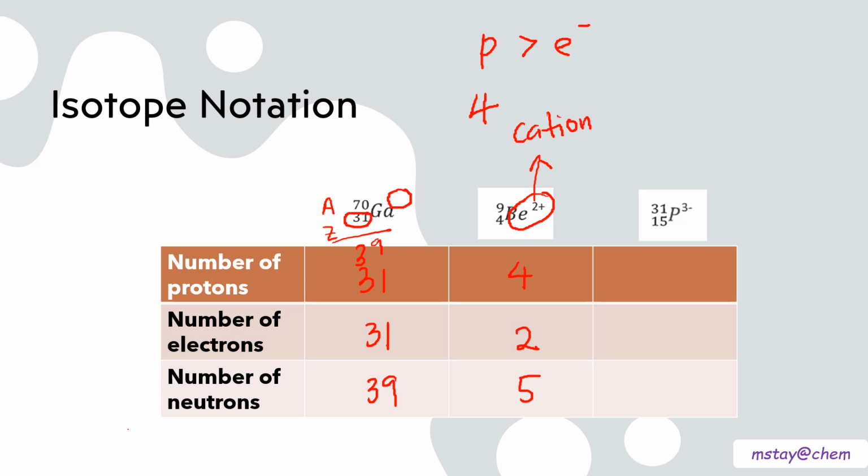How about if it is an anion, with a negative charge? Again, we compare protons with electrons. This time the number of protons is less than the number of electrons. The number of protons is given in the isotope notation, which is 15. The electrons have an extra 3 compared to protons, which means there are 18 electrons. The number of neutrons is 31 minus 15, which is equal to 16.